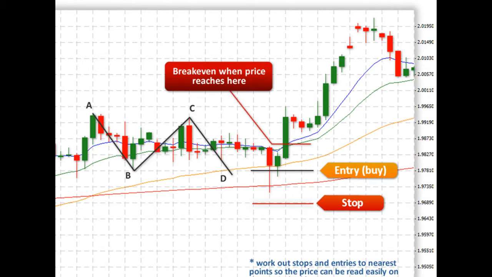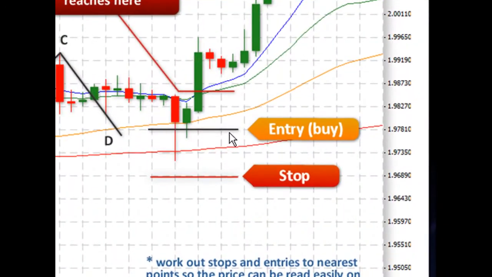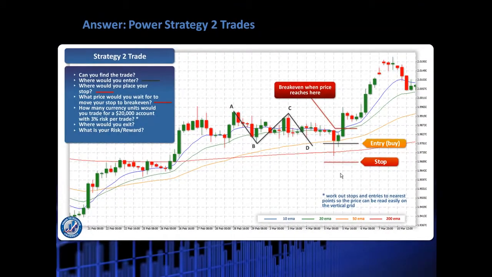So how many currency units would you trade here? $20,000 account, 3% risk per trade. It's a GBP US dollar trade. Entry at 1.9781. Stop at 1.9689. So let's go through to the trade size calculator.